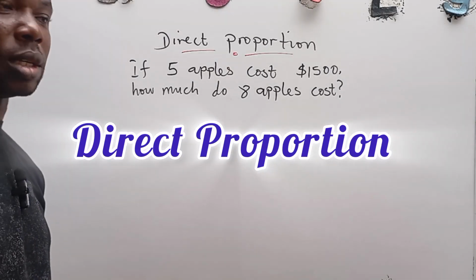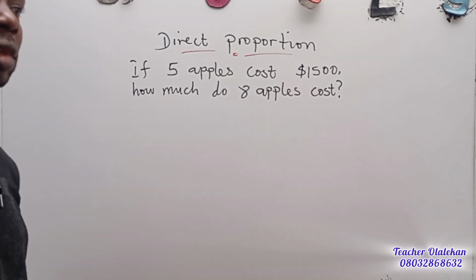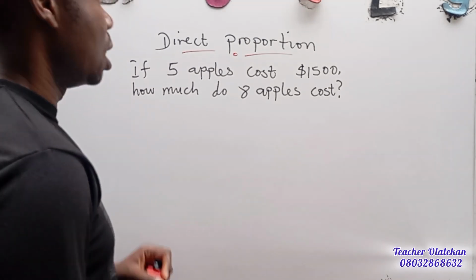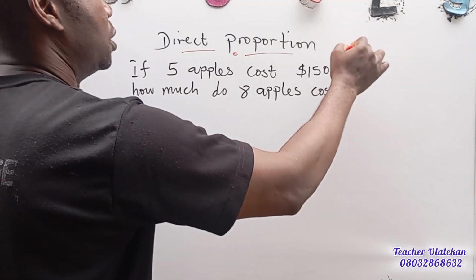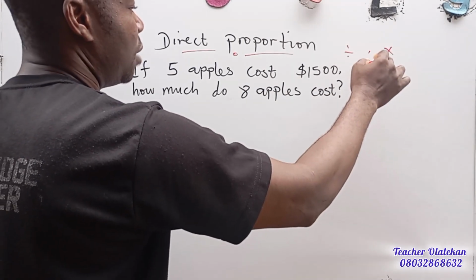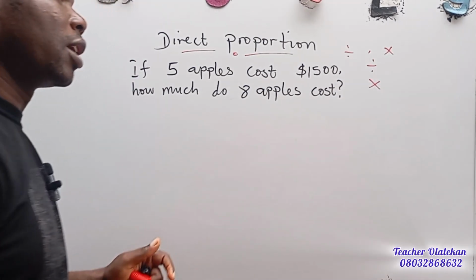Yes, this is a practical question on direct proportion. And do not forget that in direct proportion, the action point is mostly divide first, then you multiply next. And in some cases, you may have just division or just multiplication. So do not forget the action point.